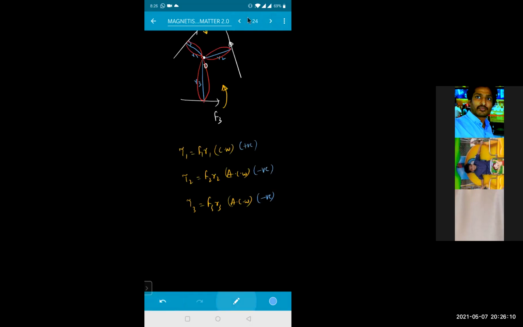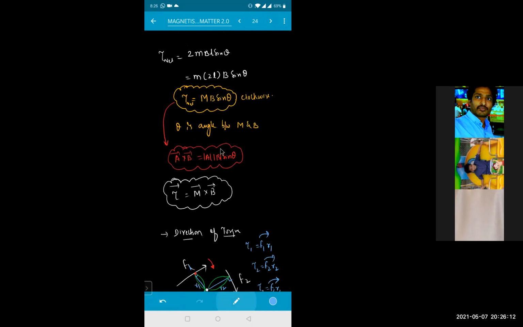So what is the torque formula right now on a bar magnet? Tau is equal to mB sin theta. Torque will be equal to mB sin theta. So mB sin theta means it is m bar cross B bar, it is like a cross product. Is it clear? What is theta? Theta is the angle between magnetic moment and your magnetic field.